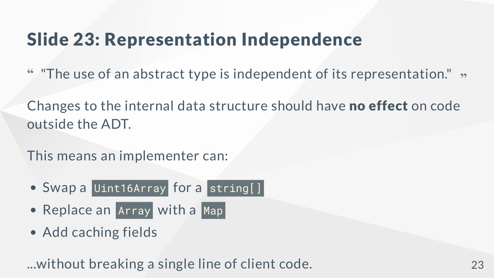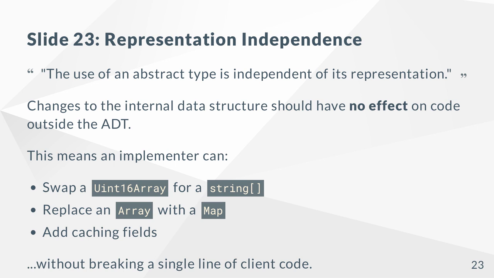Consider an ADT that currently stores its data in a uint16 array. If the implementer later decides to switch to a plain string array, or replaces an array with a map for better performance, or adds caching fields, none of that should require any changes to client code. The client code is completely insulated from those decisions because the client only ever calls the public operations. This is an enormously powerful property. It means you can optimize, refactor, or completely redesign the internals of a type without touching any of its users.